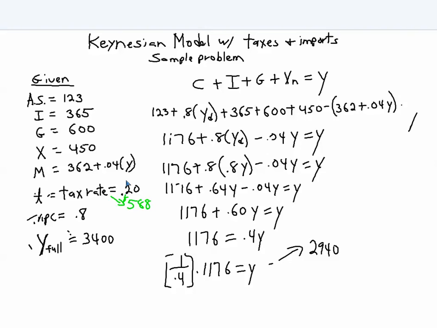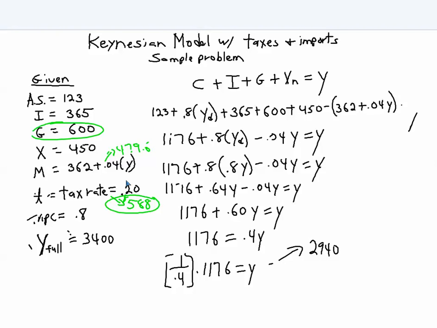I can also figure my imports, because my imports are 0.04 times my gross income plus 362. So I get imports are $479.60. And now I can answer a bunch of questions, like, tell me about the government's budget. Well, the government spent $600 and the government collected $588 in taxes. So the government has a small deficit of, what is that, $12?